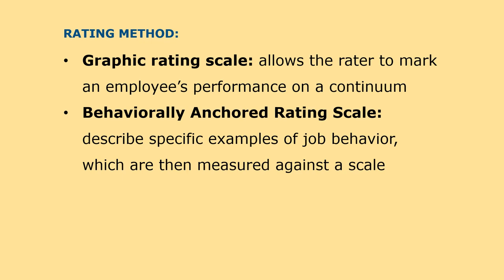The following is a simple summary of two popular rating methods available for your performance appraisal. First is a graphic rating scale, a scale that allows the rater to mark an employee's performance on a continuum. Then, the slightly more complicated behaviorally anchored rating scale, which is a scale that describes specific examples of job behavior and then measures that behavior against employee results. As no single method is best for every situation, a method that's used in combination of approaches might be the best solution for your organization.